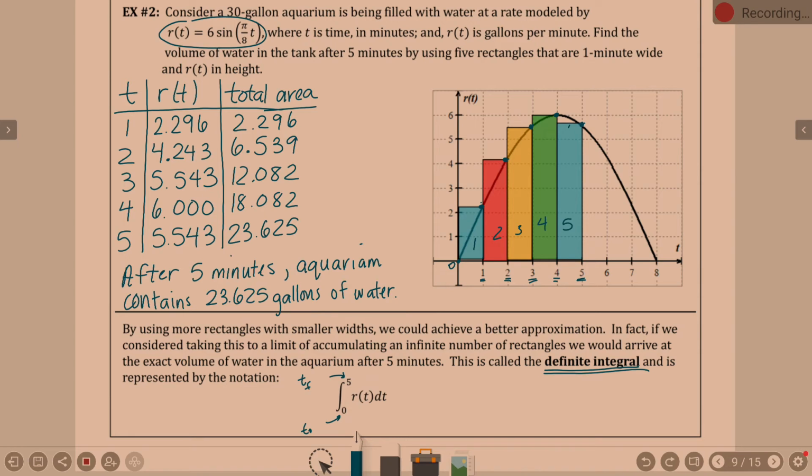R of t, this piece right here, represents basically the height of the curve. It's the curve, so it represents the height. It's the rate height. And dt represents the width. So that is the amount of change in t. In this case, the amount of change in t was just 1. Each rectangle was 1 wide.